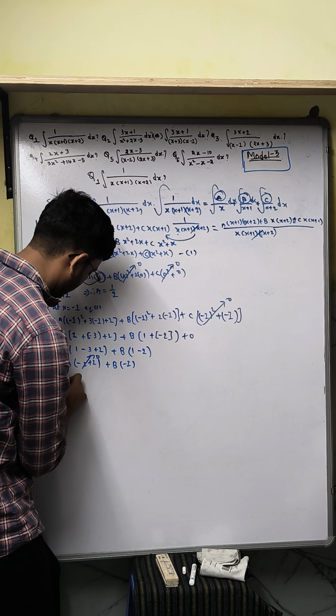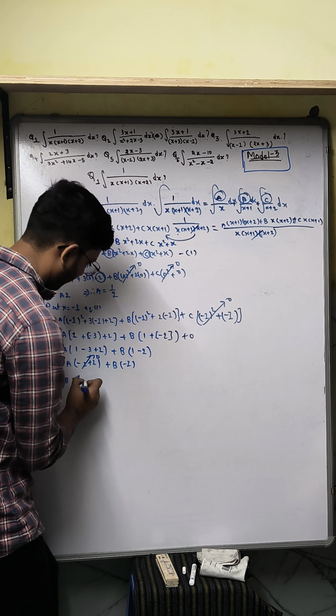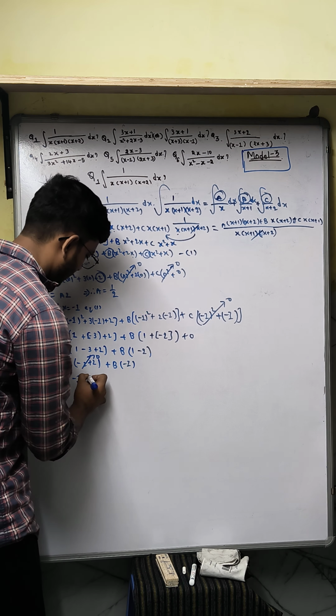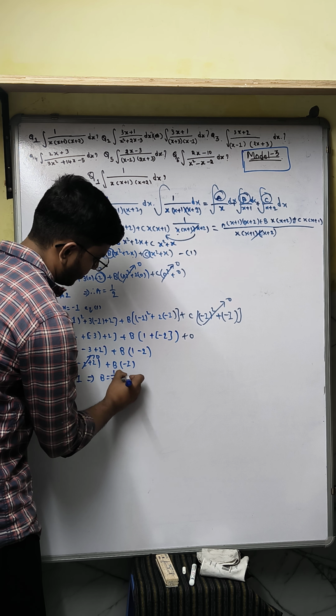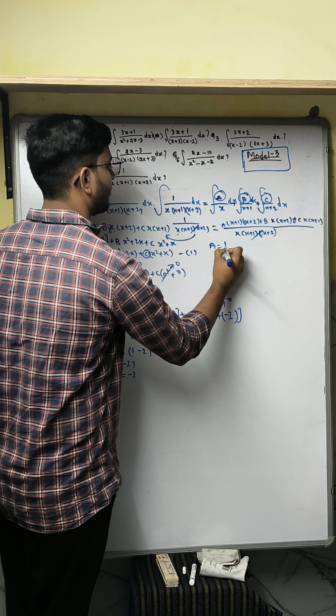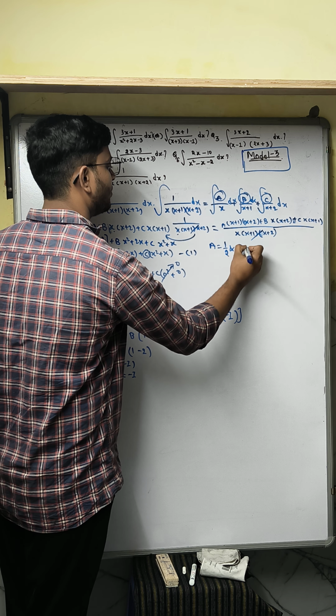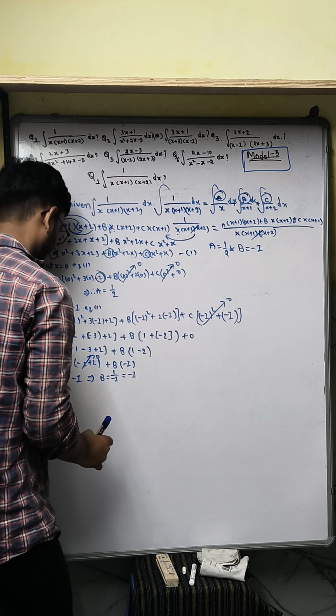Then 1 is equal to b into minus 1. Okay. Therefore, b is equal to 1 by minus 1, which is equal to minus 1. Therefore, a is equal to 1 by 2 and b is equal to minus 1. Another one.